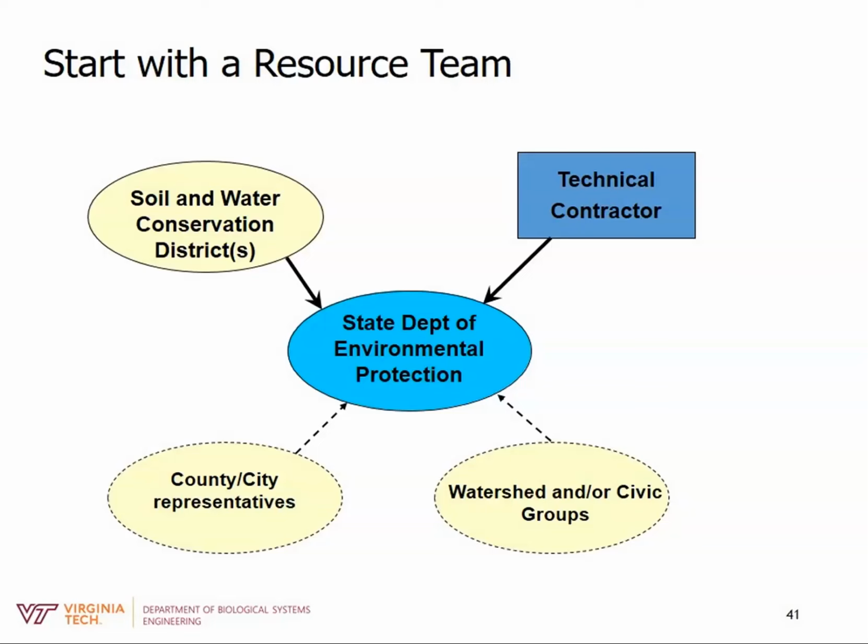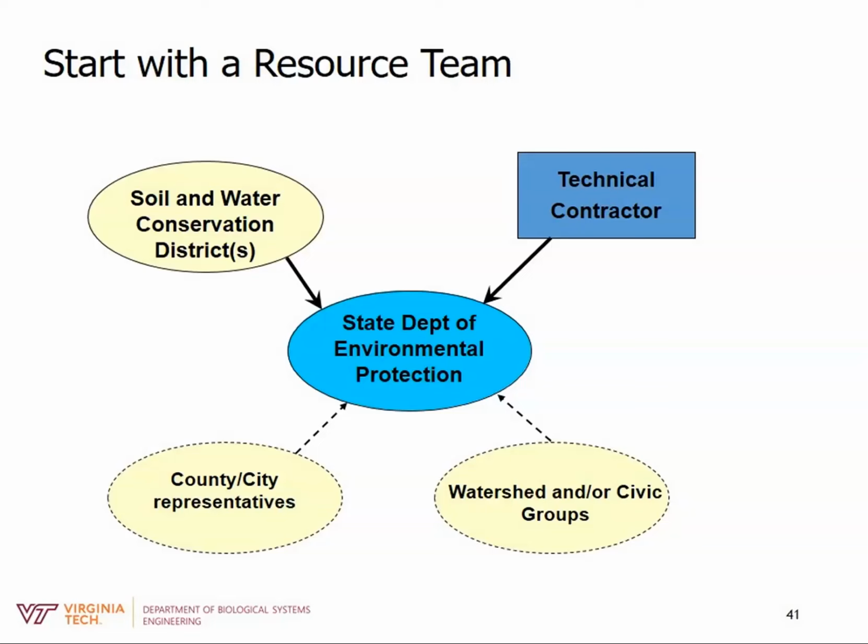And then I have two groups down here. I have them in a dashed line, not solid, because it depends on the impairment and where it is, but it may be beneficial to have some county and city representatives on this resource team, and then some type of watershed or civic groups on the resource team. They can help with getting the IP process started. So the responsibilities of the resource team are to facilitate stakeholder engagement. As I said, they're driving this whole process. They're the ones that are going to perform the technical analyses.